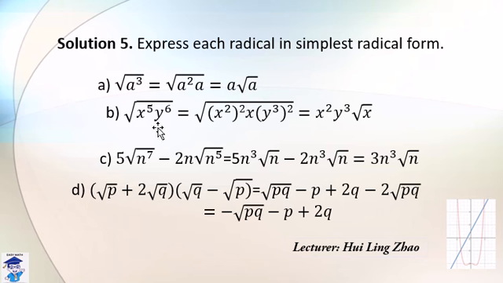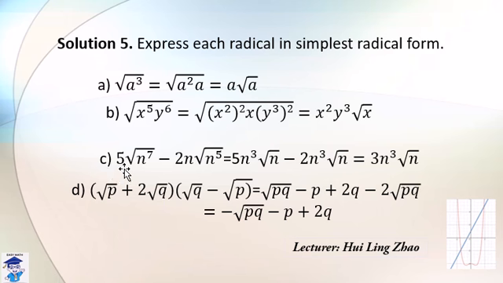Number B, the x to the power of 5 can change into x square and then square, times x, and y to the power 6 can change into y cubic and then square. So the final answer is x squared times y cubic times the square root of x.